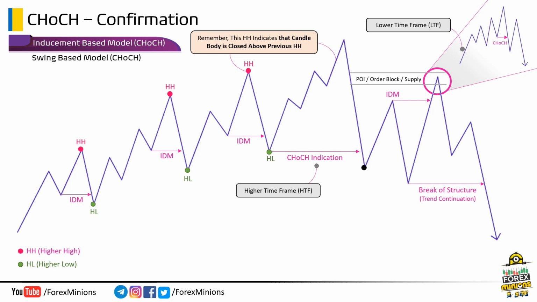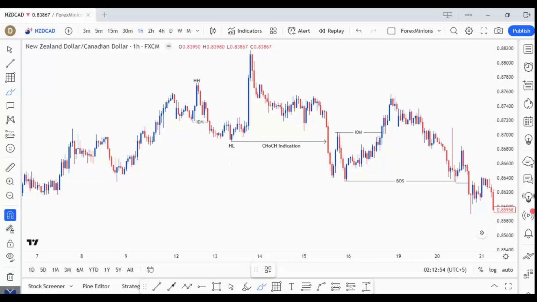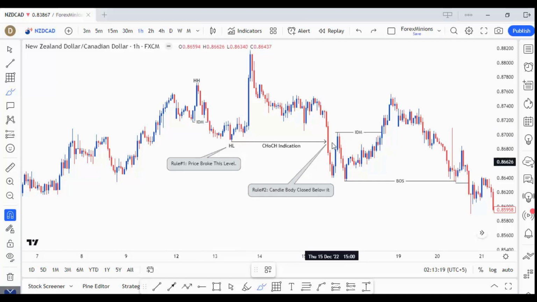Now, let's check a real market sample size. This is basically the New Zealand dollar versus US dollar chart on 1 hour time frame. Let's check out if market follows these 4 rules in the inducement-based model. Does it really work or not? We have mapped out this small sample size. Market created swing higher high and swing low points after taking out inducement. Market broke this swing higher low, which is our first rule. Here, candle body closed below the CHoCH level, which is our second rule.